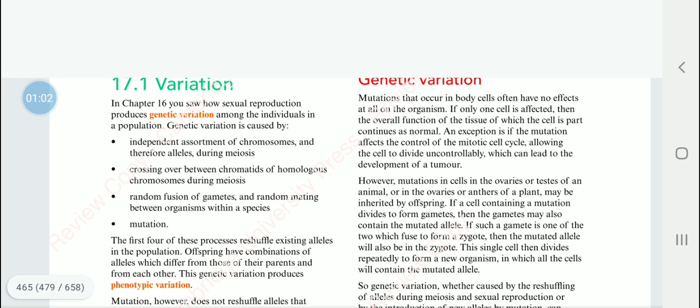But if there is a mutation that affects the control of the mitotic cell cycle, that means mitosis continues to take place without any control, so the cell will continue to divide uncontrollably. This creates a harmful cluster of cells, known as a tumor, and referred to as cancer, because it is harmful for the body.